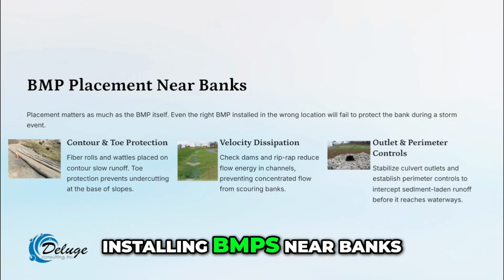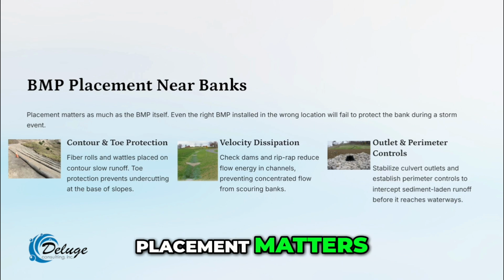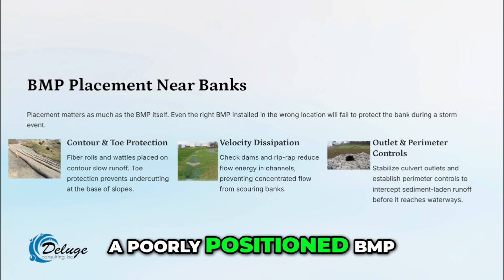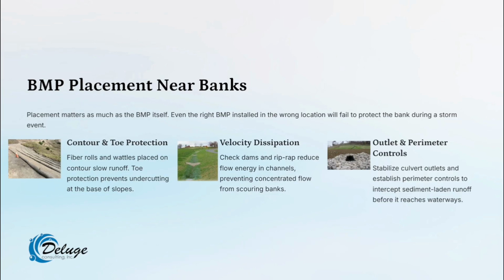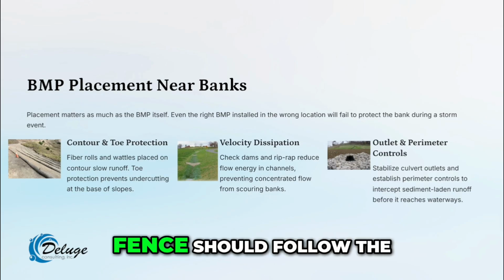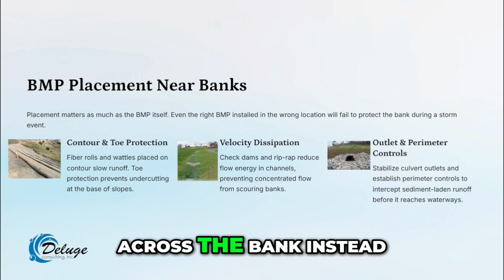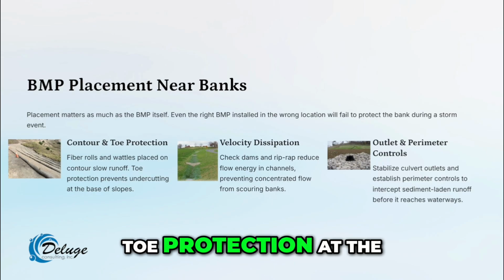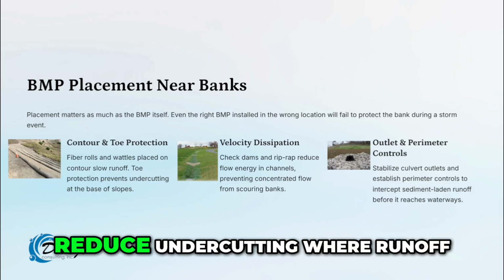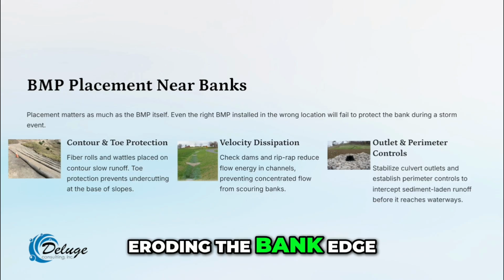Installing BMPs near banks is not just about having controls on site. Placement matters. A poorly positioned BMP can fail quickly once runoff becomes concentrated. Fiber rolls and silt fence should follow the contour of the slope to slow water evenly across the bank instead of funneling flow into one location. Toe protection at the bottom of slopes helps reduce undercutting where runoff gains speed and begins eroding the bank edge.